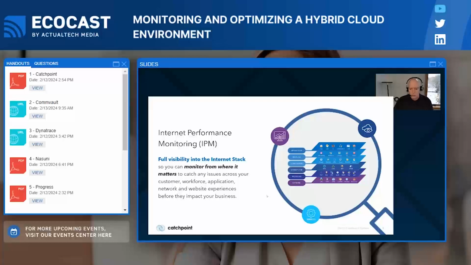So you can, and this is important, which is why I bolded it, monitor from where it matters, from your user's perspective. If you're looking from the top out, you can only see a limited amount and you don't have a good understanding of what your users are experiencing. If you're looking from the bottom in, then you can understand the experience of your customers, of your workforce, understand your application and network and website experiences, and understand them before they start impacting your business.